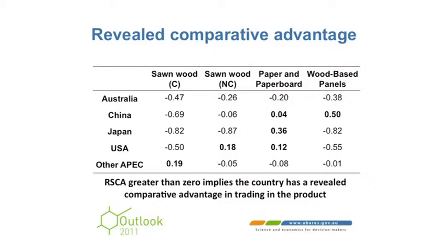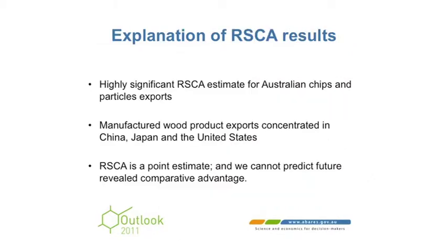So the results of the analysis show that Australia is specialised generally in low-value products, such as wood chips, while other APEC economies have put more emphasis on manufactured products. And remember, the index shows a point in time. It was based on 2009 data. It doesn't provide a future forecast. So the questions remain open about what the Australian industry should focus on and what might be the future opportunities and challenges for the sector.